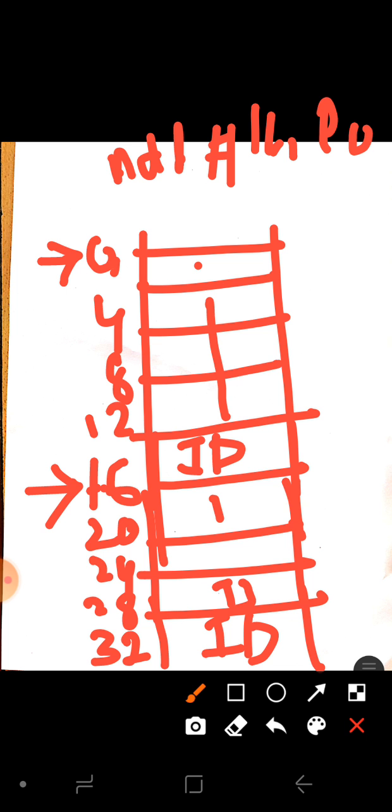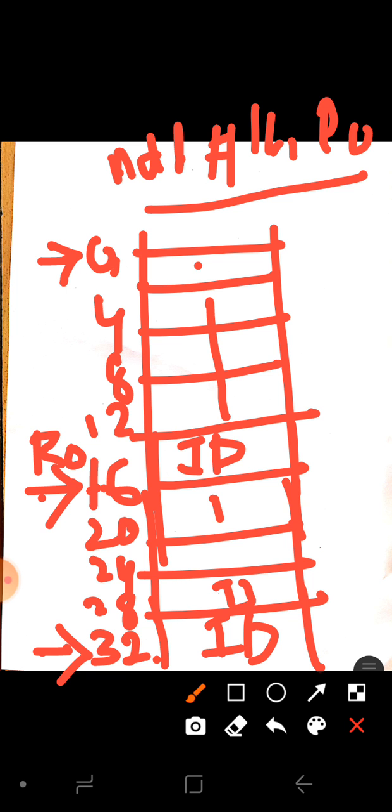Now you are at 16. R0 is pointing to 16. If you want to go to the third student ID, to store it, it is at location 32. That is why you will again use the instruction add hash 16 comma R0. Nothing but you will be adding 16 to R0. So R0 is pointing to 16. If you add 16, you will come to 32. So here at location 32 you will store the ID.